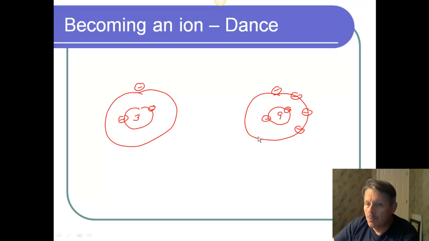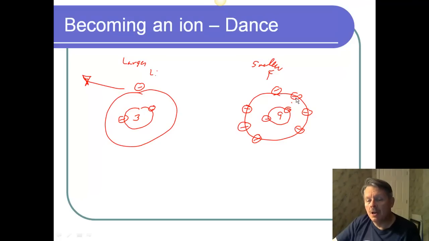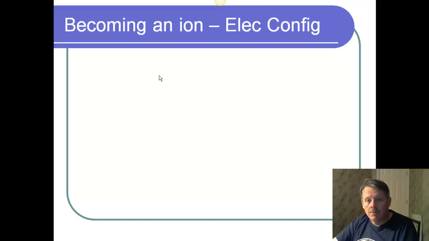Which boy could I pull away the easiest? Well, remember, this is smaller. This is fluorine. This is smaller. And over here, this is larger. This is lithium. So where can I pull an electron away? Well, I could pull this electron away over here easier because he's further away from the nucleus. These guys over here, I can't pull away as easily because they're closer to the nucleus. Okay? So, it's easier to pull you away if I'm small. If I'm not small.